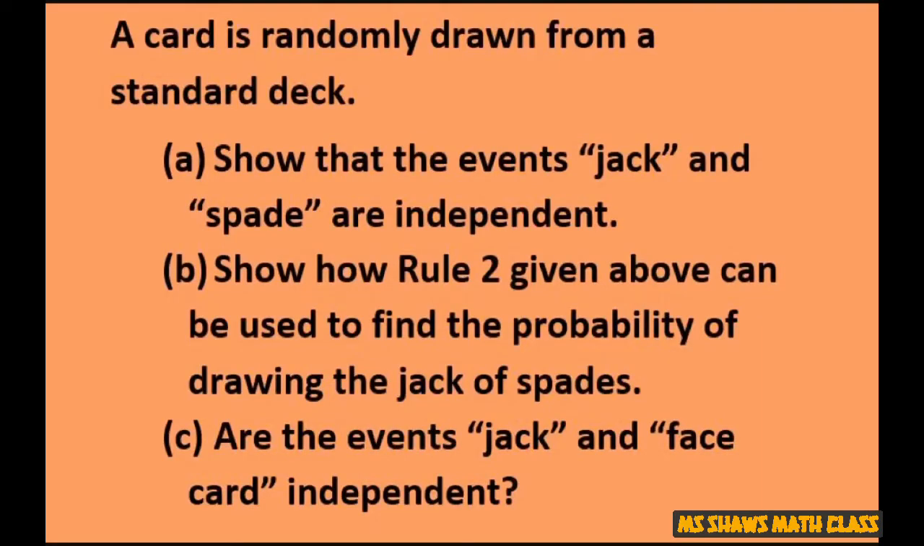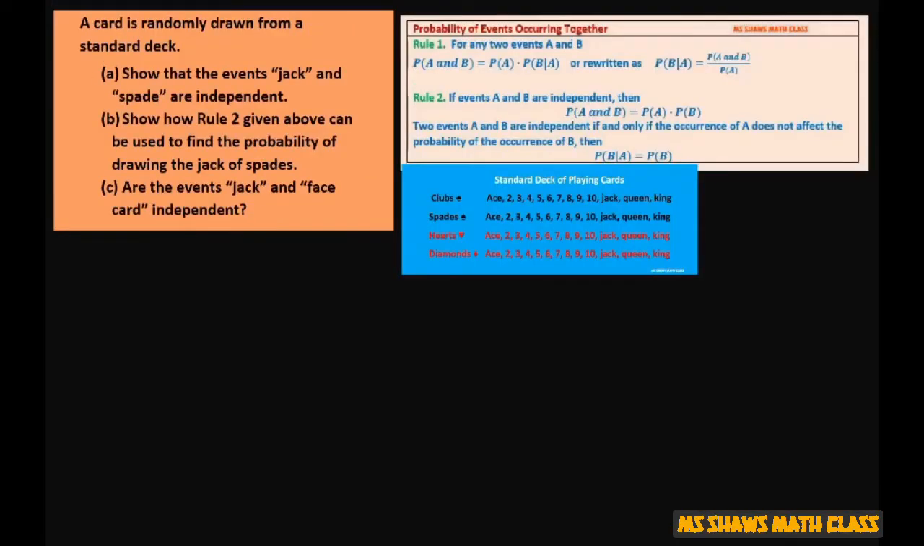Hi everyone, a card is randomly drawn from a standard deck. We're going to show that the events Jack and Spade are independent, and we're going to look at the rules for probability of events occurring together to find the probability of drawing the Jack of Spades. And then finally, we're going to answer: are the events Jack and face card independent, based on the rules we've learned? So the first thing we're going to do is, here are the rules that we're talking about.